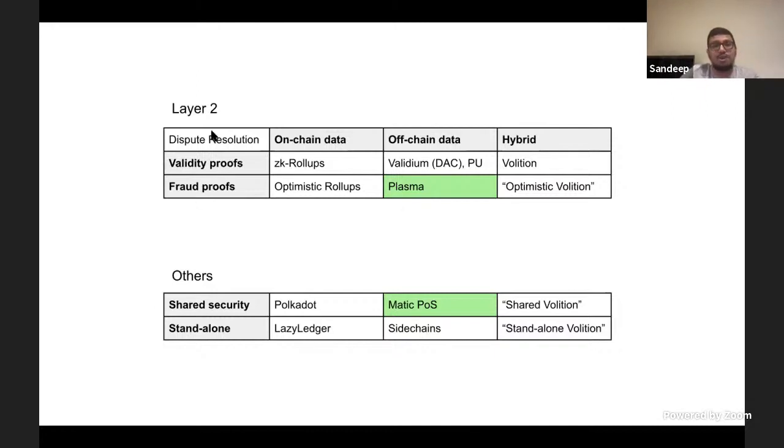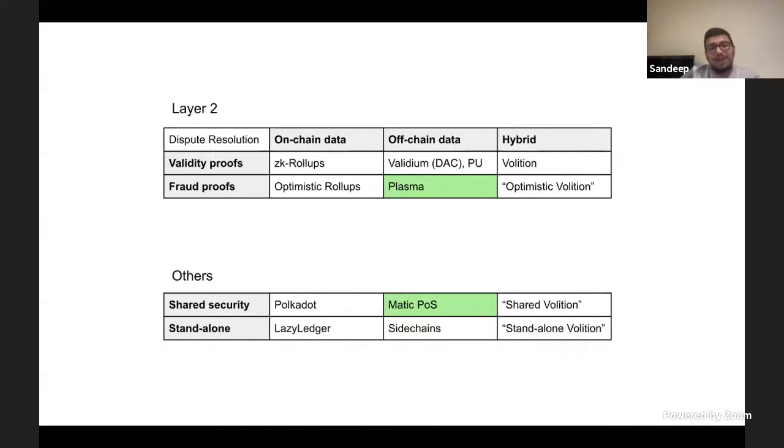So primarily we have two main categories there. One is on-chain and off-chain data, and then in dispute resolution, whether you have validity proofs or fraud proofs to resolve a dispute, if a dispute arises, whether you're using fraud proof.